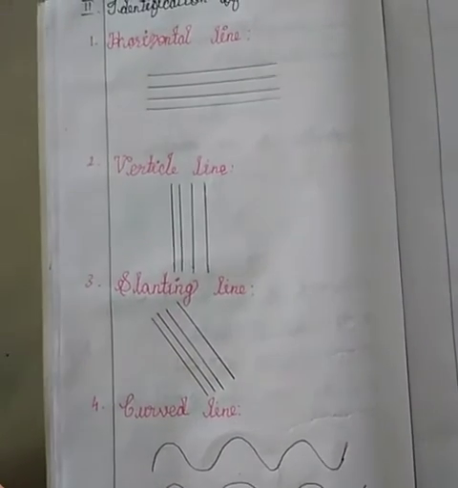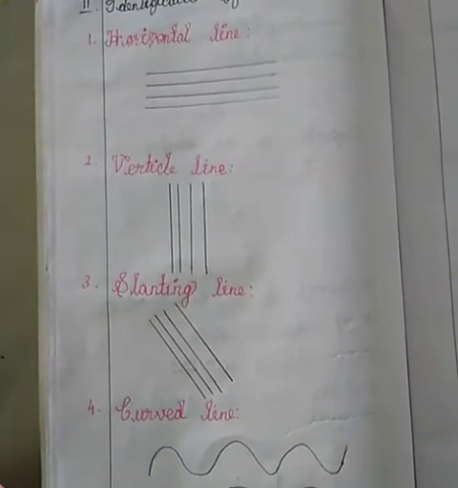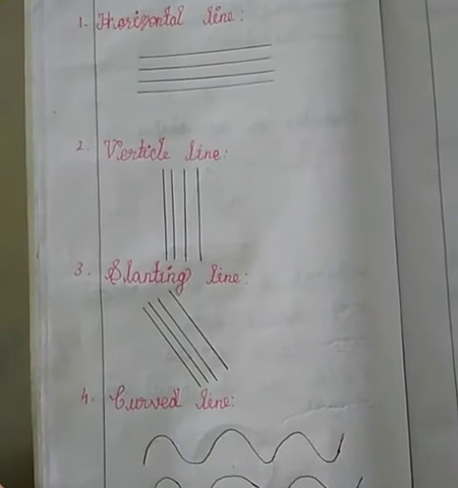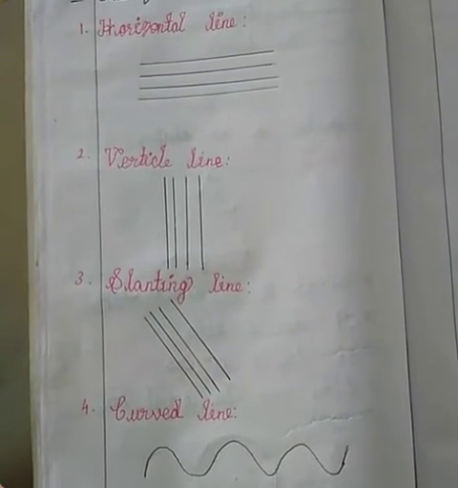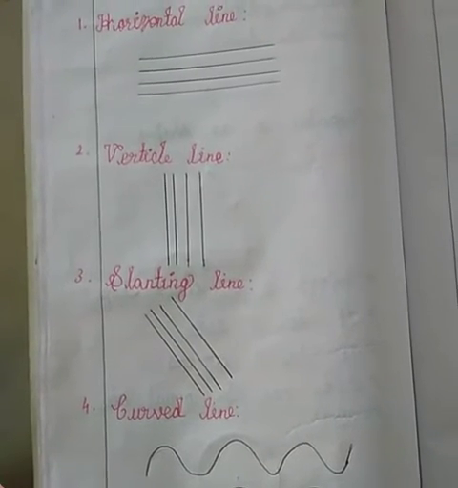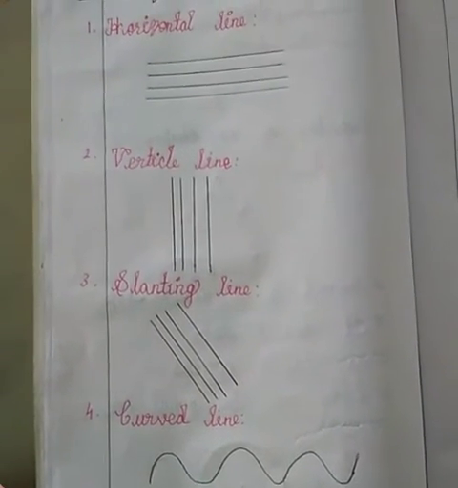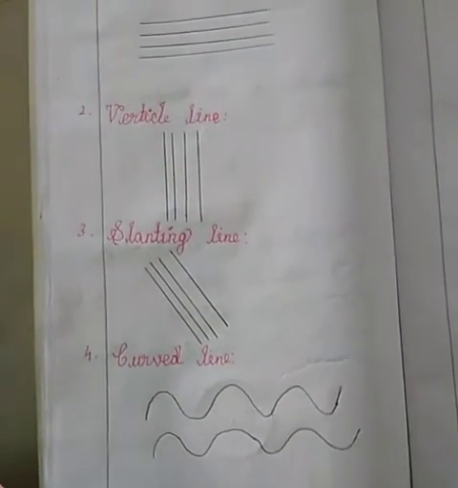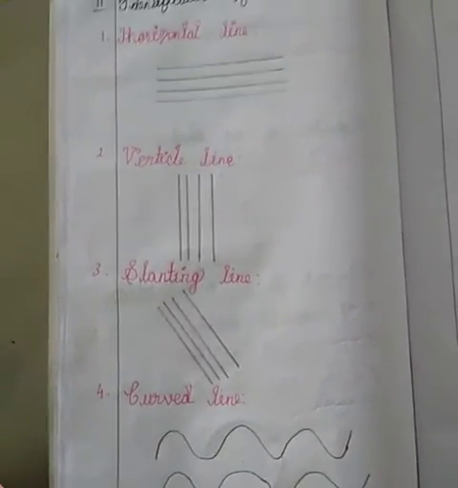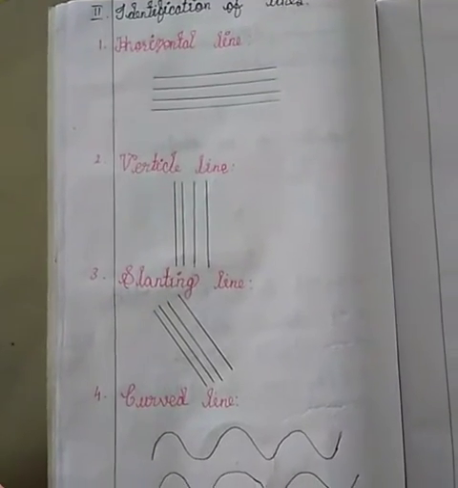What are the lines? Horizontal line, it is a sleeping line, and vertical line, it is a standing line. The third one, slanting line, is like slightly slowed down and it is a cross line. Curved line, it is bending. A bent line is called a curved line. These are the four lines.